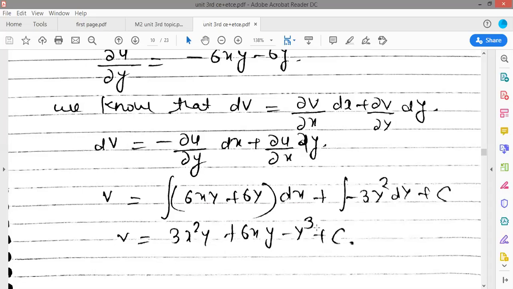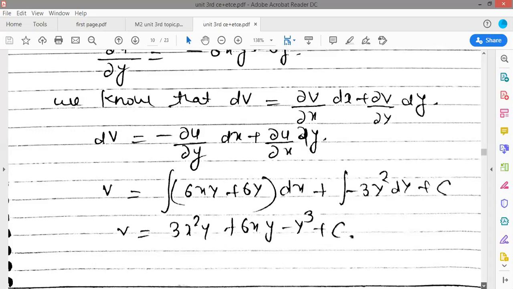That means we have our real part, so we can find our imaginary part by using the other part. So this is your final answer.